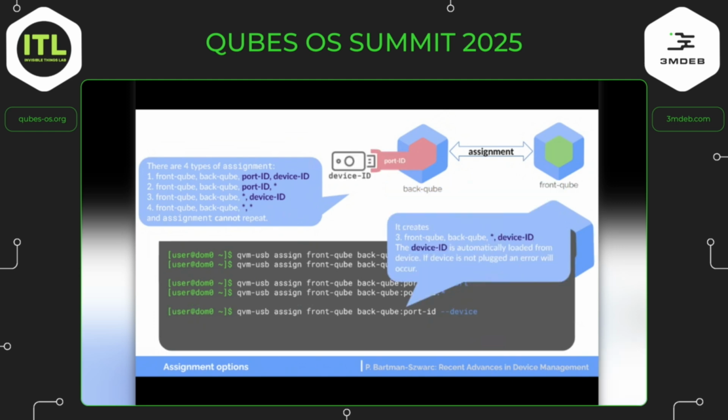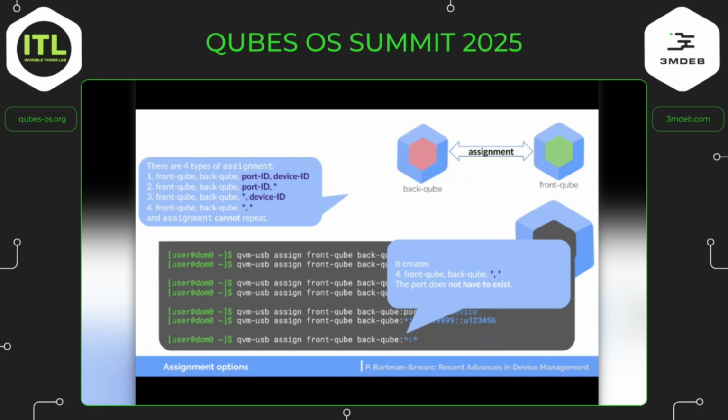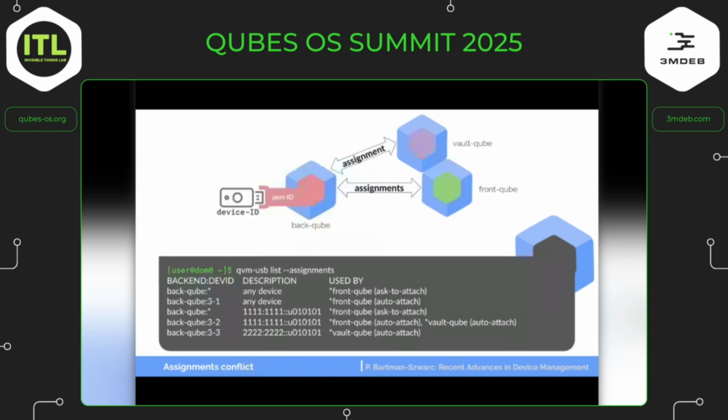We can also use the --device flag, but in such a case we have to have the device plugged in to load the device ID automatically from the device. Or we can use something like this, where we say that we accept from any port the device with the following device ID. And the last option is the double wildcard, which accepts every device from the backend cube and tries to auto-attach it to the front cube.